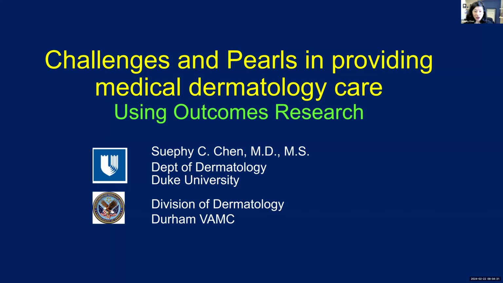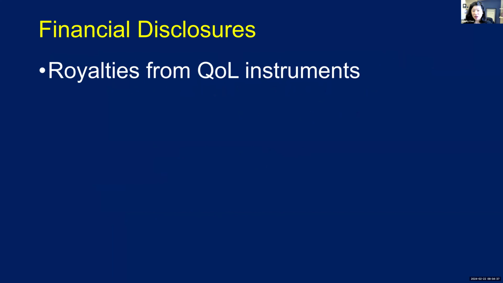So I'm going to give you a little bit of a taste of a very practical application of using outcomes research. By way of financial disclosures, I have developed a few quality of life instruments, and those for-profit entities like pharma companies that want to use them do pay a licensing fee for which I get royalties and put back into developing more of these instruments. For academics who want to use these instruments, there's no licensing fee.